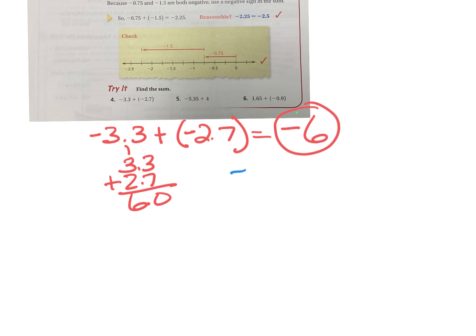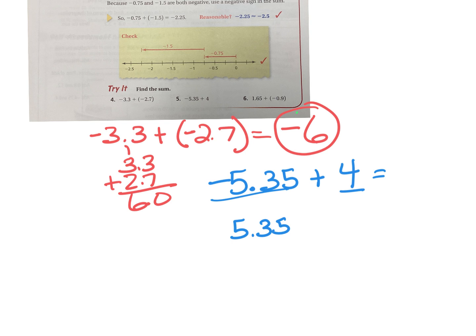Number 5. Negative 5.35 plus 4. Now, we have a negative and a positive. This is a negative, that's a positive. So, what we want to do is find the absolute value. Negative 5.35 is 5.35. And the absolute value of 4 is 4. Then you take the smaller one from the bigger one. So it'll be just like this.